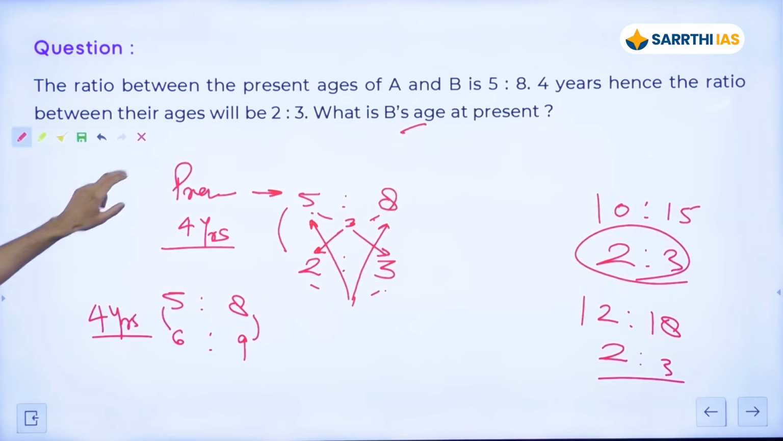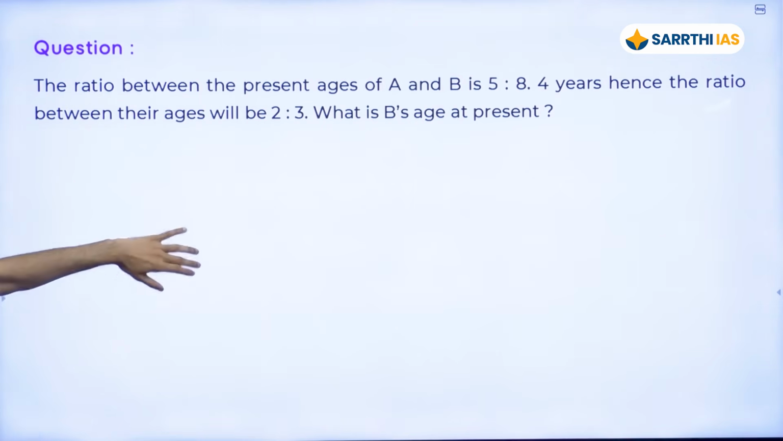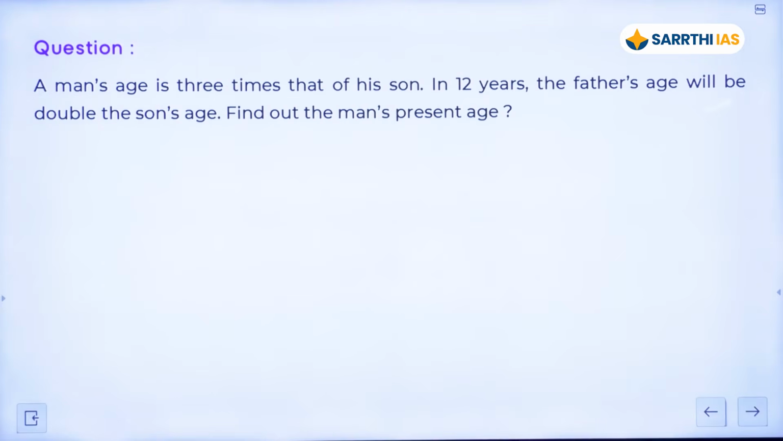Friends, let's take the next question based on this only. ठीक है? इसको करिए आप बताइए. क्या हुआ है पहले तो ये बताइए. What is given? 3:1. After how many years? After 12 years, what happened? After 12 years, it is 2:1. ना father है ना.